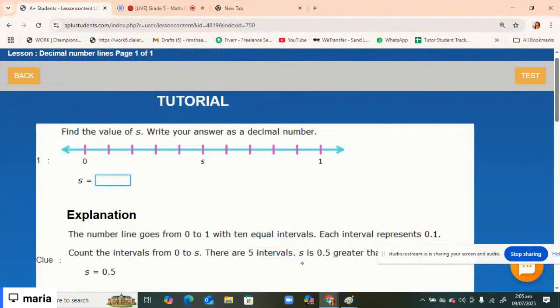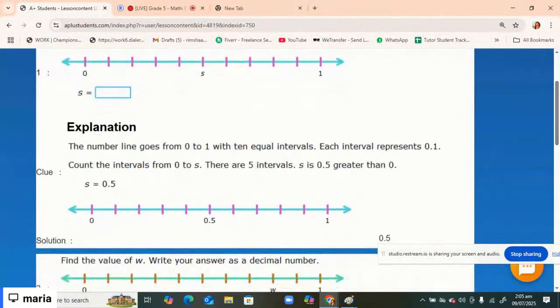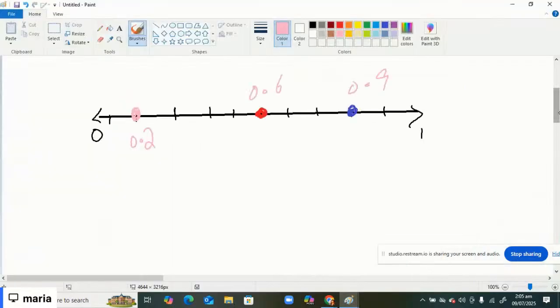Let's write it here. They are saying that the number line goes from 0 to 1 with 10 equal intervals, because the number line is divided into 10 equal intervals. Look here, this is the meaning of interval. All these parts are the same, from 0 to 1. So each interval represents 0.1. Then count the intervals from 0 to s. There are 5 intervals, so that is 0.5, which is greater than 0. Each interval is equal to 0.1, as I already explained here.